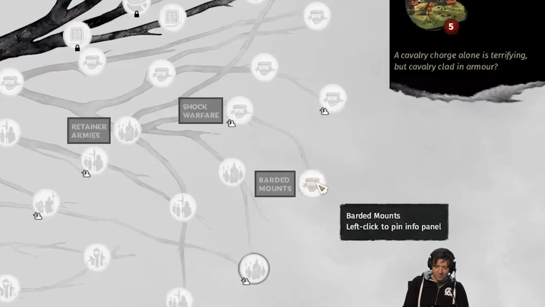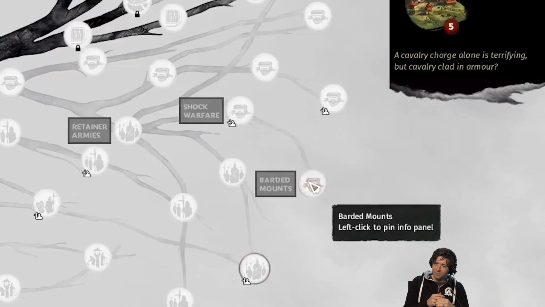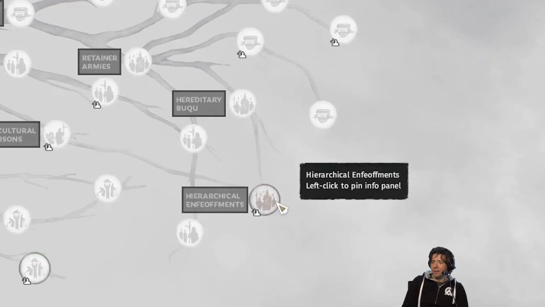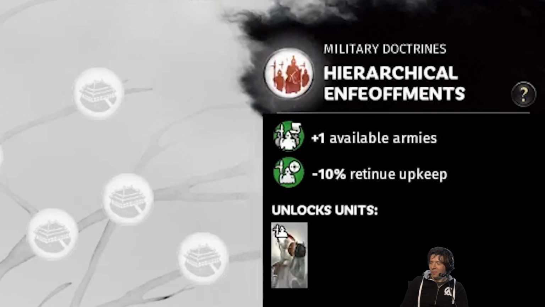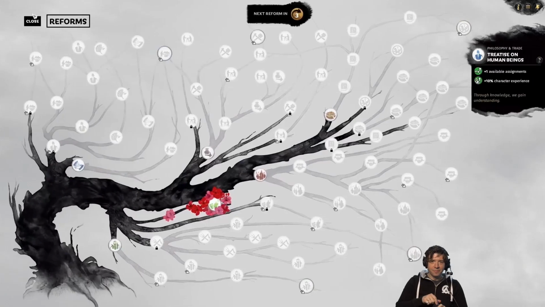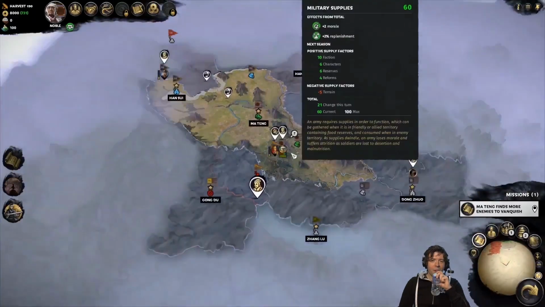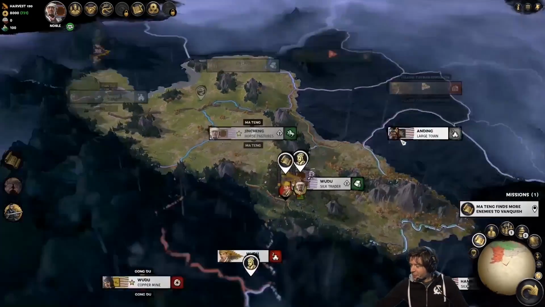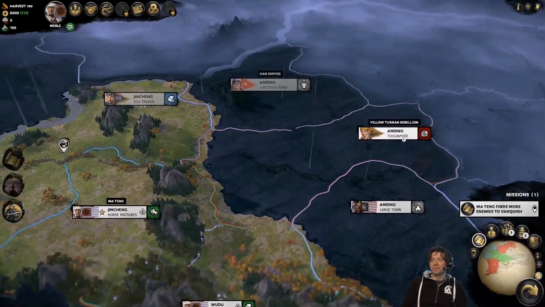I know. You see, down here in the tech tree with barded mounts, the recruitment cost for cavalry sinks even more into -8, and you've also got hierarchical enforcement, and that's where you can have an extra army and all of your units go down 10% in terms of upkeep. So yes, today, ladies and gentlemen, I'm going to be demonstrating to you how you can give yourself a completely free army, and by goodness is it fantastically fun.